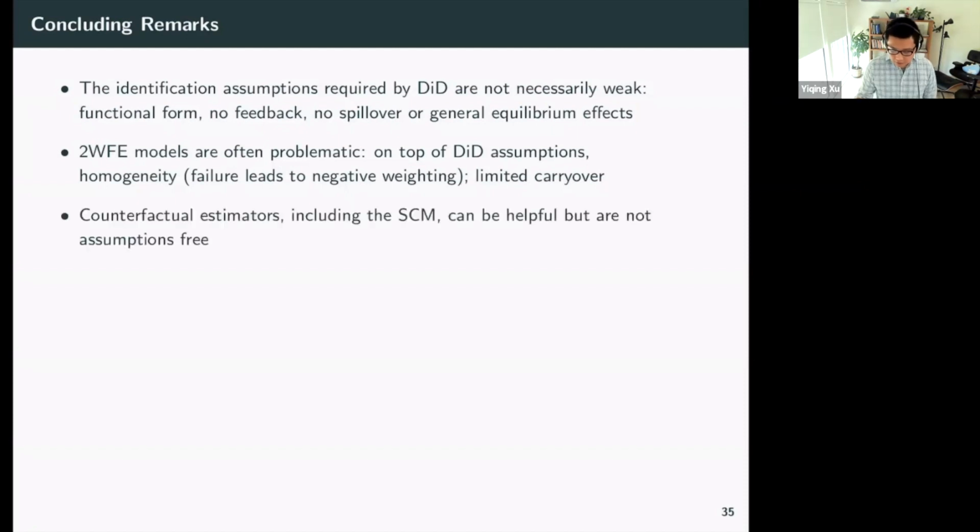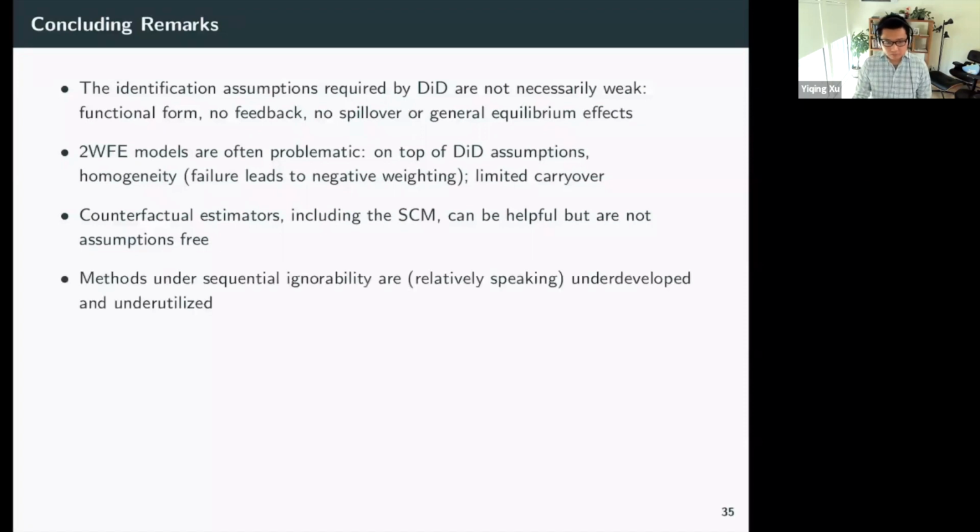And with counterfactual estimators, including SCM, including the G-methods or matrix completion, they can be helpful, but they're not assumption free. They have functional form assumptions, or they're scale dependent, things like that. And of course, they rely on certain identification assumptions. And methods under sequential ignorability are, in my opinion, relatively underdeveloped and underutilized.